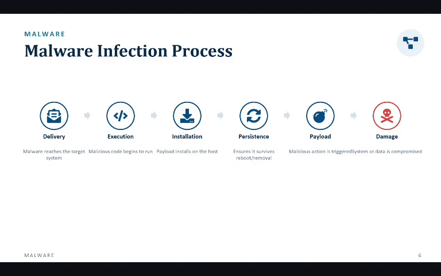where the malware ensures it survives a reboot or an attempted removal. Then the payload is triggered. This is the actual malicious action. And finally, damage. The system or data is compromised. Understanding this chain is important because OS security features are designed to break this process at multiple points, not just one.